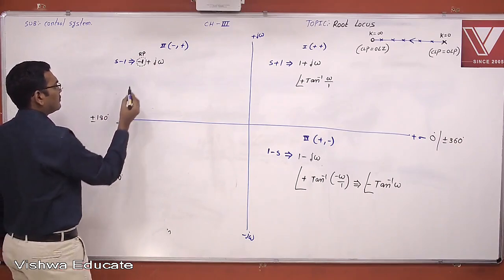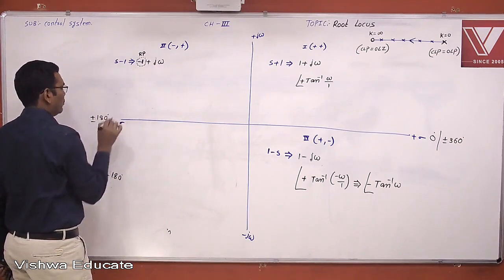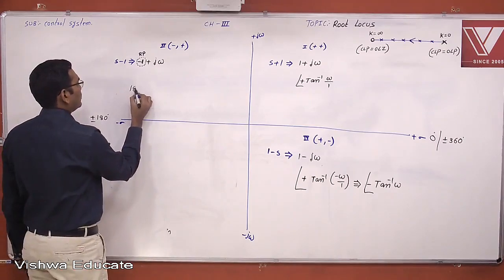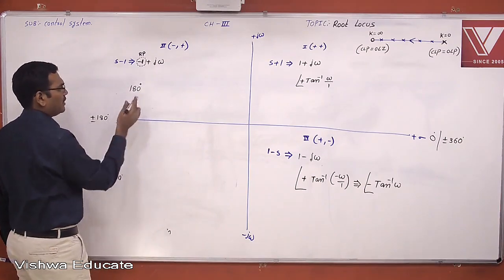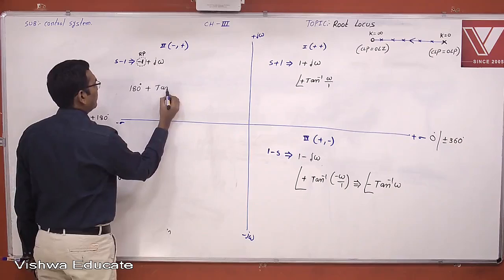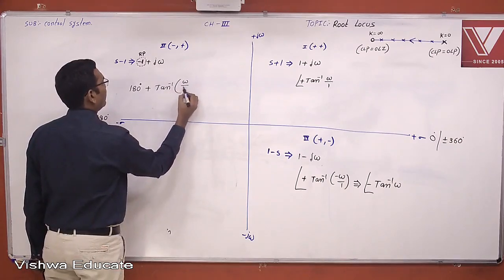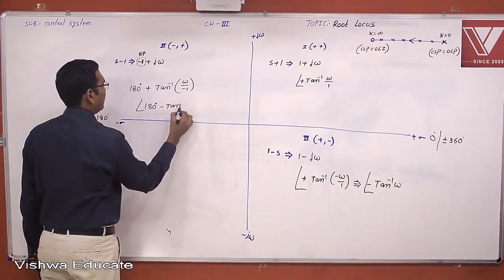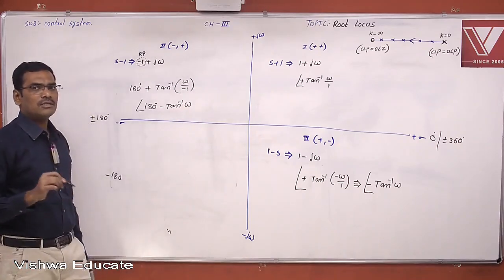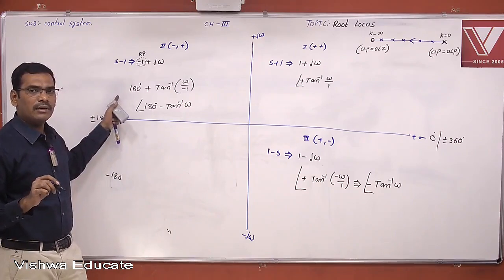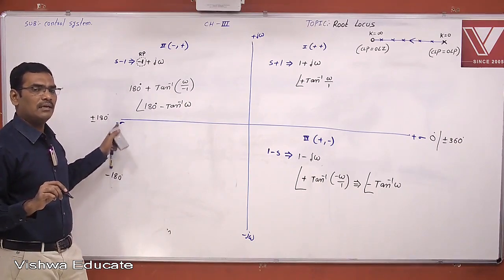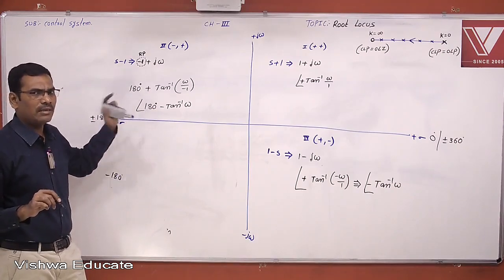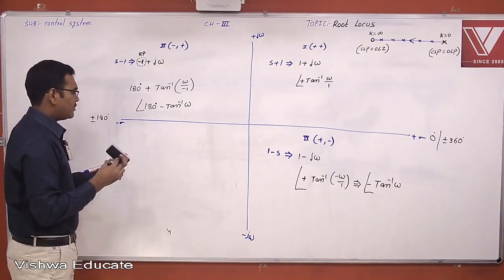Whenever the real part is negative, the reference angle is not 0 degrees, it is 180 degrees, plus or minus, because plus 180 and minus 180 are the same. So it is plus 180 degrees plus tan inverse imaginary part by real part. Therefore, the angle is 180 degrees minus tan inverse omega. Students, remember one important point: when the real part is negative, it may be in the second or the third quadrant, and the angle calculations are made with reference to 180 degrees. That point you have to remember, otherwise all the analysis will go wrong.